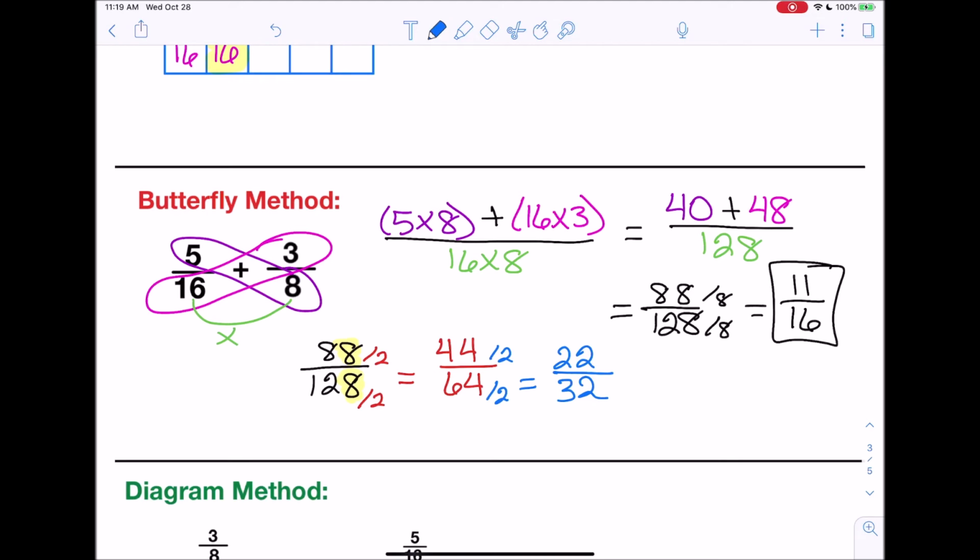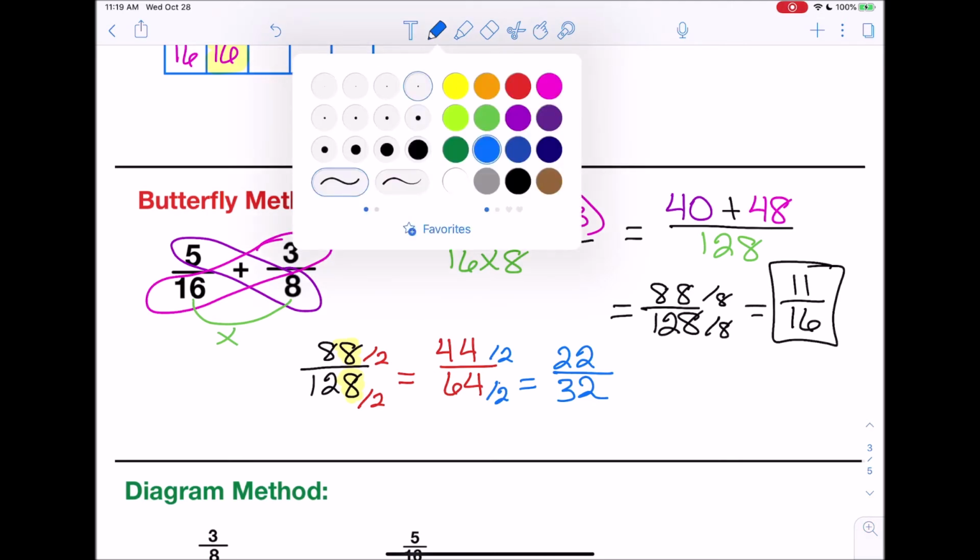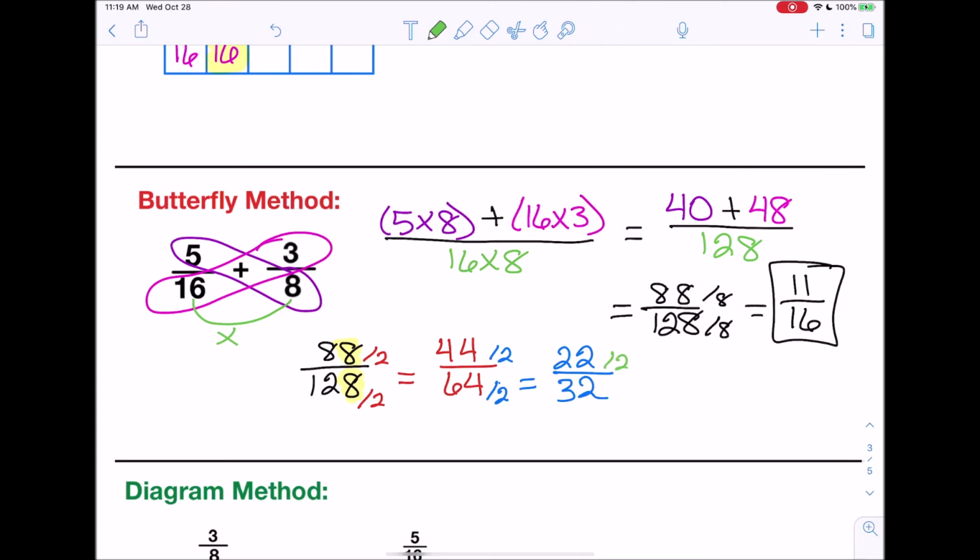Once again, 22 and 32 end in an even number, so we can keep going dividing by 2. 2 goes into 22 11 times, 2 goes into 32 16 times, and we get 11 out of 16.